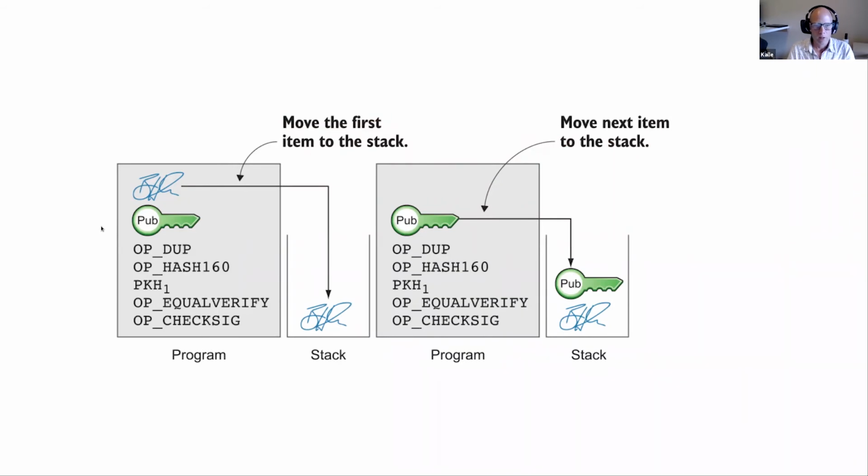Okay, so we have this program here, the total program, and it's a stack-based program. The language is stack-based, which means that you have the program and you have a stack. And we'll take it step by step. You start with the top item of the program here. And this is just a data item. A signature is just data. And so you move that data to the top of the stack.